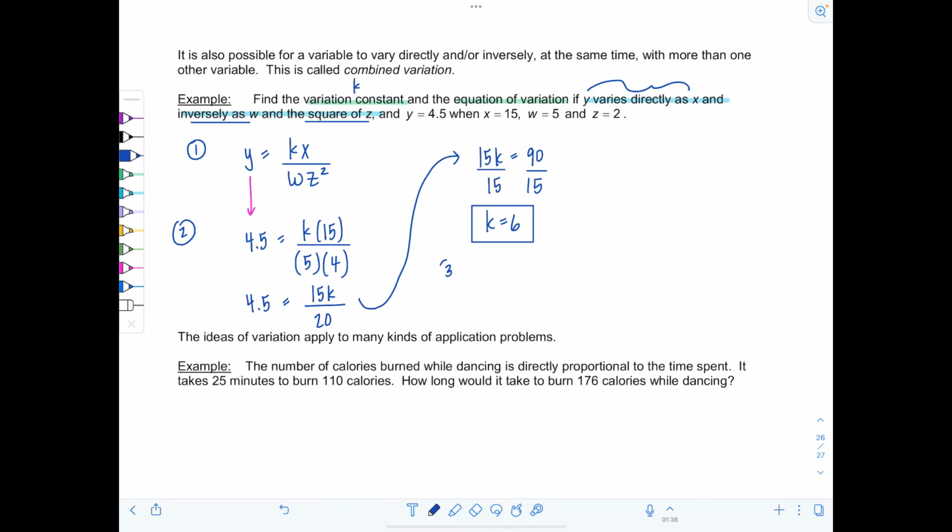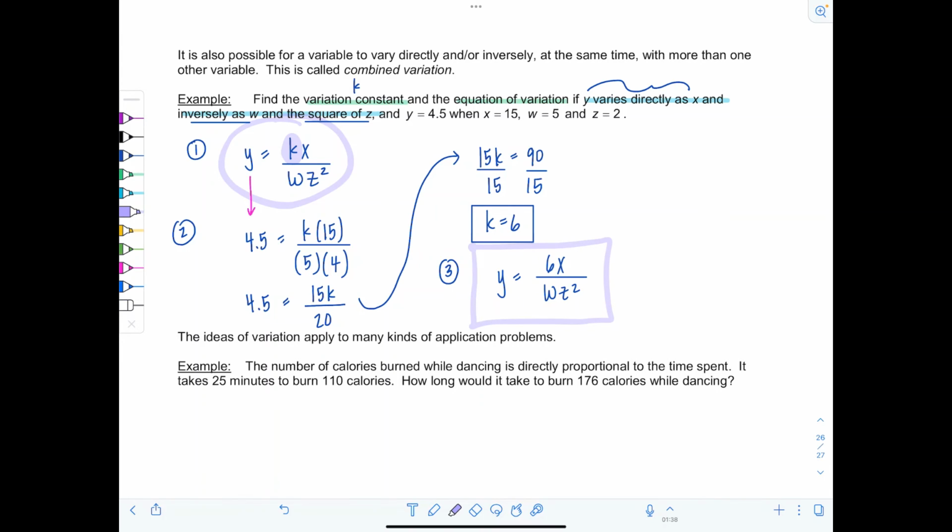And then the equation of variation is the last thing we need to find. So I'm just going to go back to the generic model here and then replace k with 6. So we have y equals 6x over w z squared. How'd you like that one? Do you feel fancy? I hope so. That was a good one.